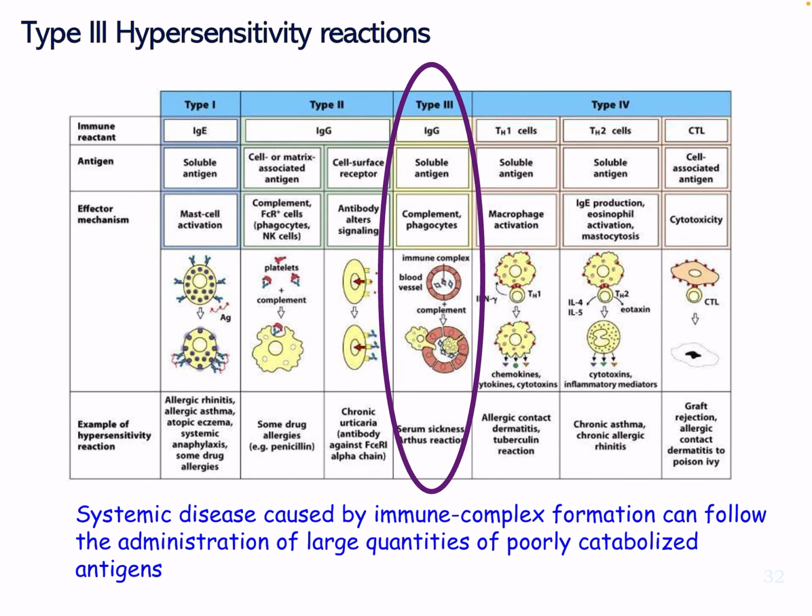So, type 3 hypersensitivity reactions. Some systemic diseases caused by immune complex formation can follow the administration of large quantities of poorly catabolized antigens. Type 3 can be quite serious, and we'll take a look at that. Again, we can see serum sickness and different reactions, so it's quite serious.